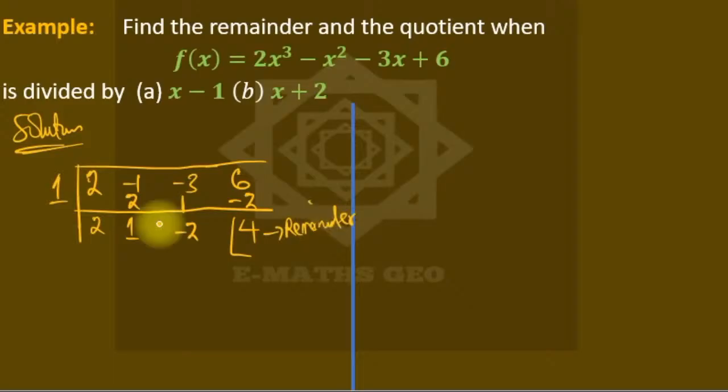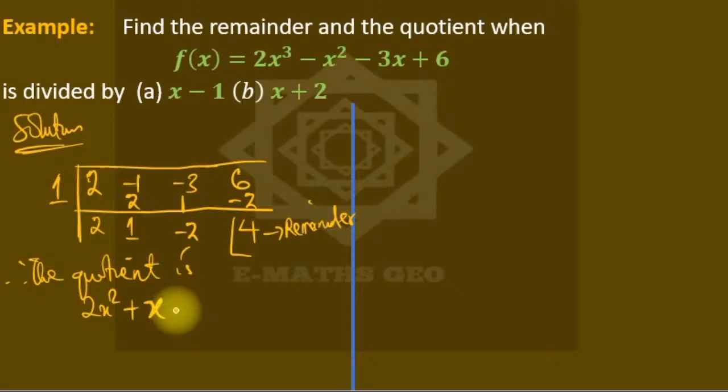So this 4 is the remainder. The others are the coefficients of the quotient, which are the constant, the coefficient of x and the coefficient of x squared. Therefore the quotient is 2x squared, because I told you it will be one degree down, plus x minus 2. The remainder is 4.